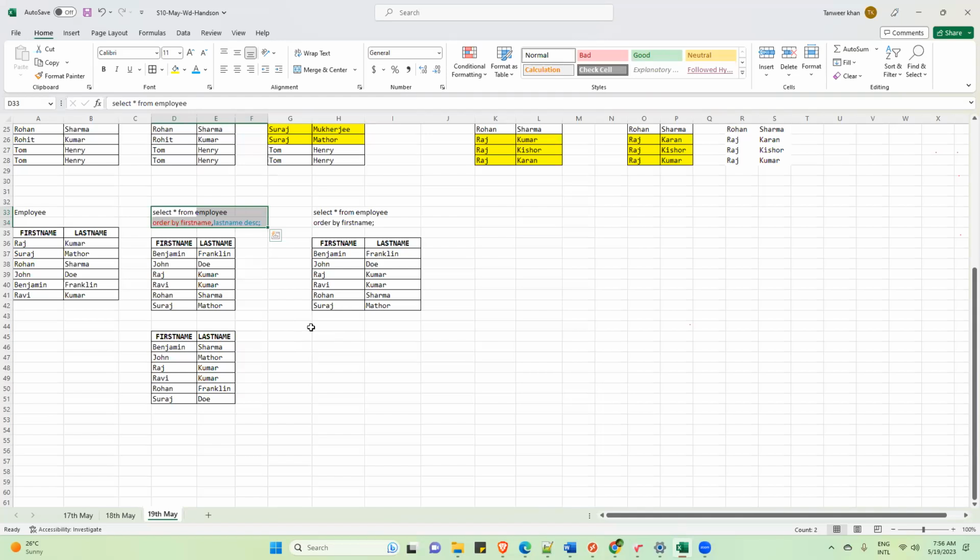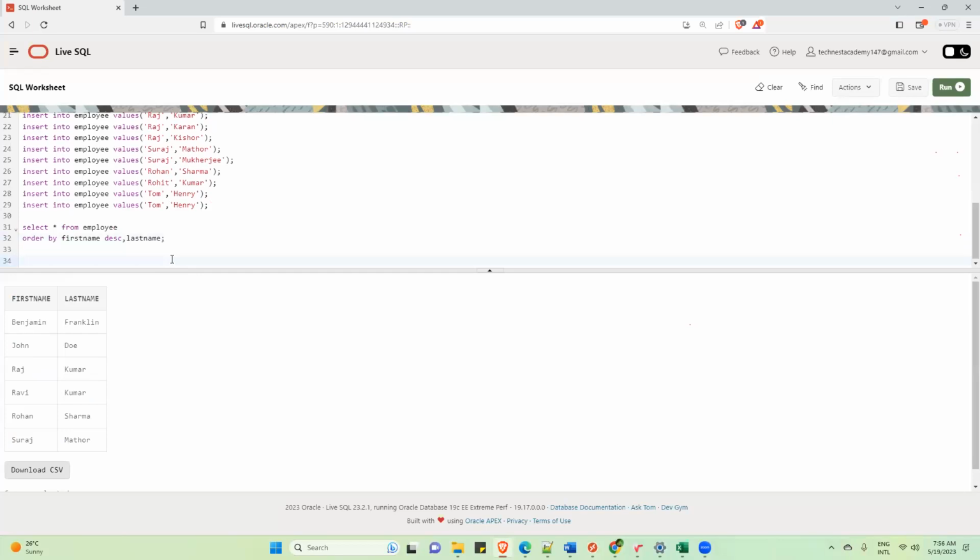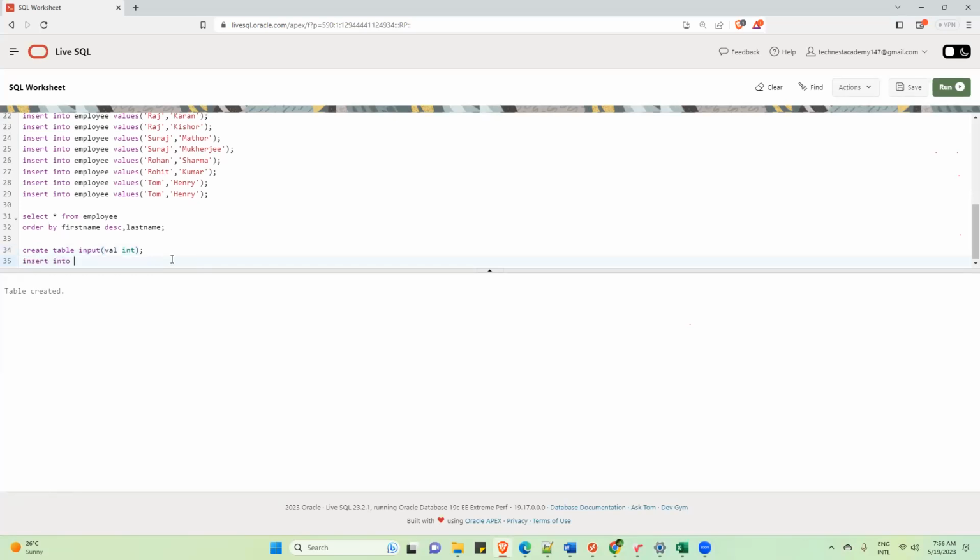Now after this, I have few other examples. Listen very carefully. Few more examples I want to show. Suppose now I have a table, input table I'm creating. And on this, I have a column whose name is val. Or you can take any other you wish. So this table I have created. Now in this table, I want to insert some data, insert into input table values.